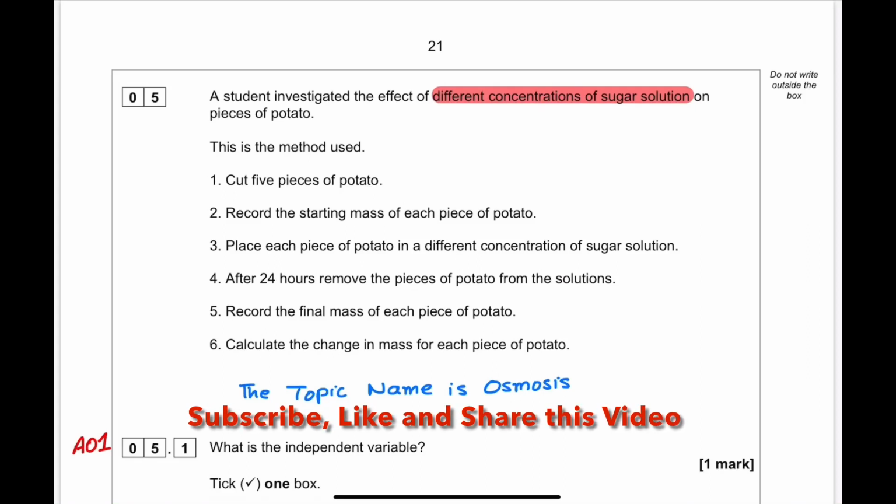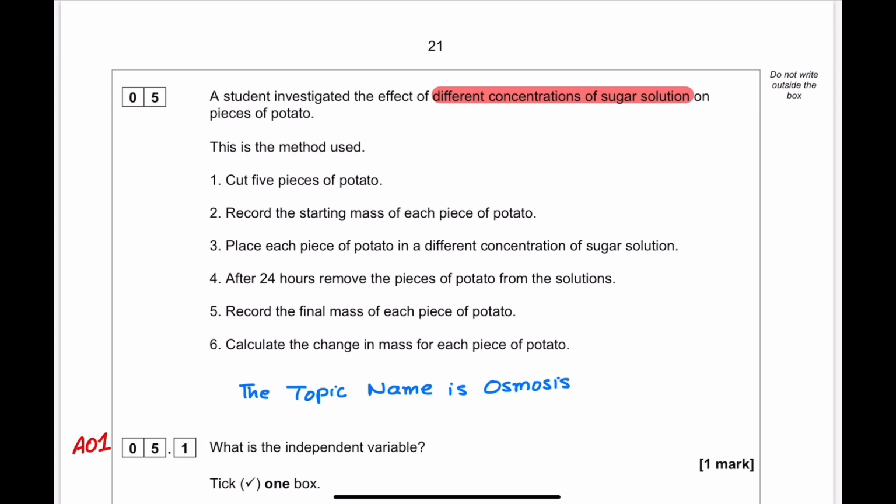The student investigated the effect of different concentrations of sugar solution on pieces of potato. The method is described here. Cut 5 pieces of potato. Record the starting mass of each piece of potato. Place each piece of potato in a different concentration of sugar solution.